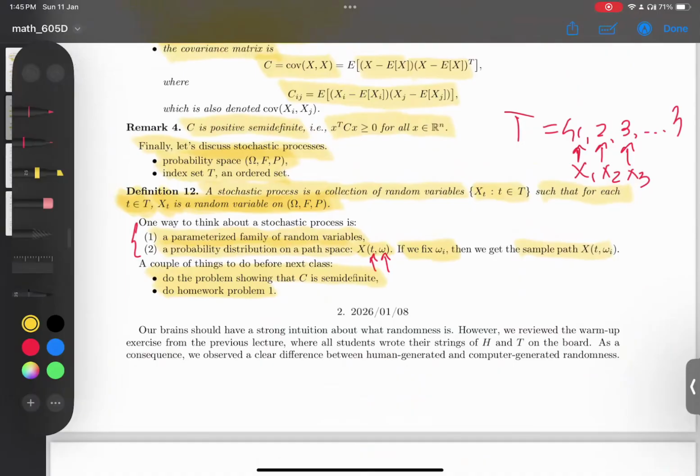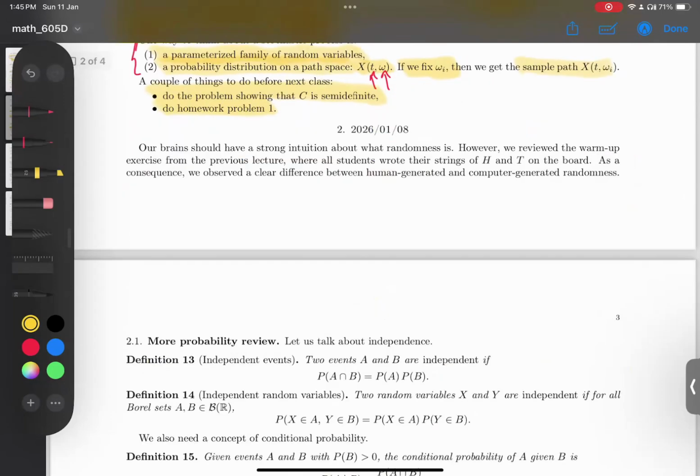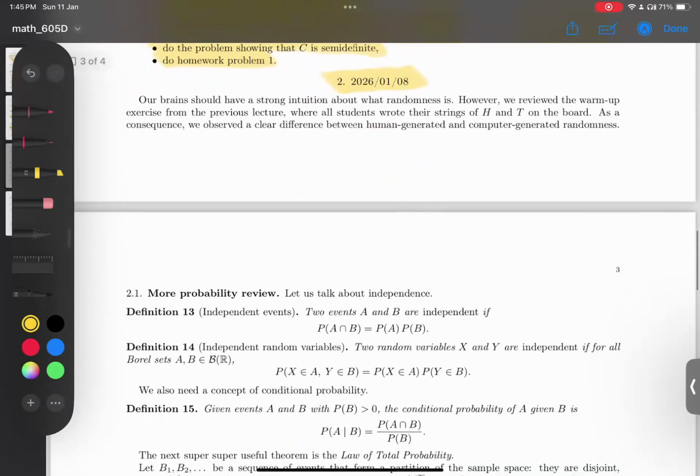A stochastic process for us is just a collection of random variables X_t, such that for a given probability space, for any choice of the time, which we call the index set, which is an ordered set, our random variable X of t is going to be a random variable on our probability space. So in this lecture, we're going to dive a little bit deeper, but before that, we will need to review a little bit more probability.